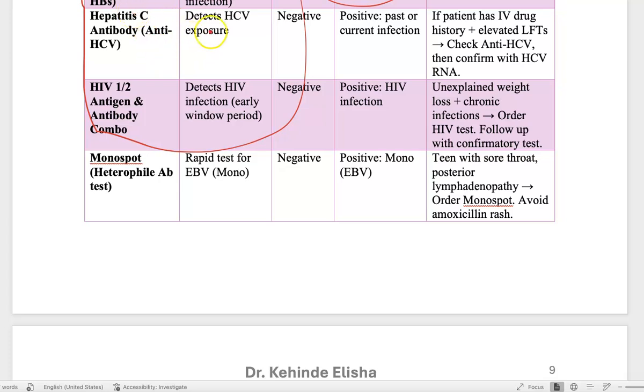Hepatitis C antibody detects HCV exposure. Negative is what we want. If it is positive, it means there is past or current infection. Anti-HCV. So look, if the patient has an IV drug history, that's what they're going to put on your test as well. They will tell you somebody's having IV drug use, okay? And if there are also elevated LFTs, you better be checking anti-HCV. Then you want to confirm it with what? HCV RNA. You got to know that 100%, okay?